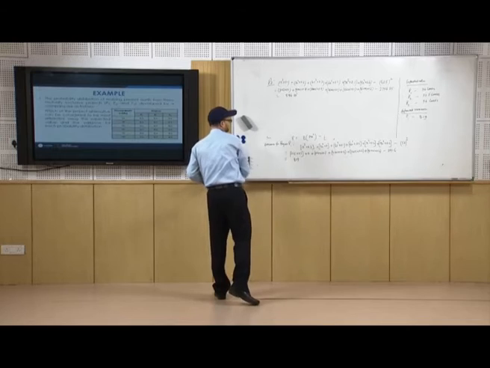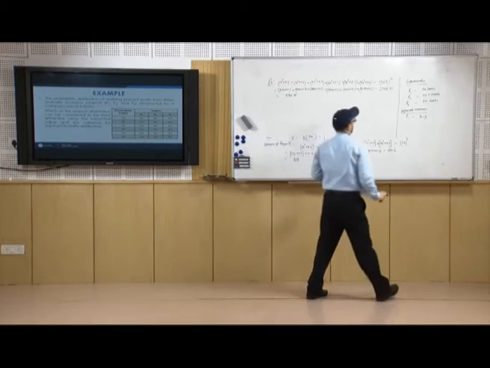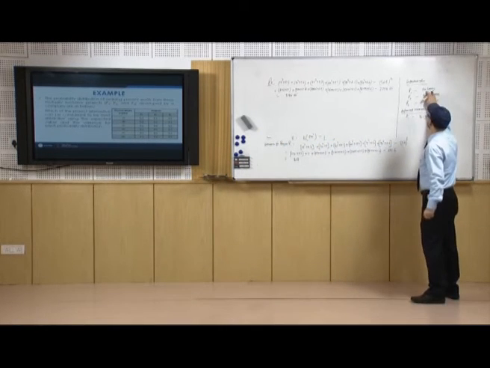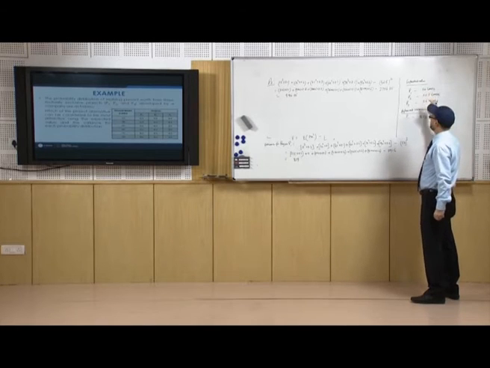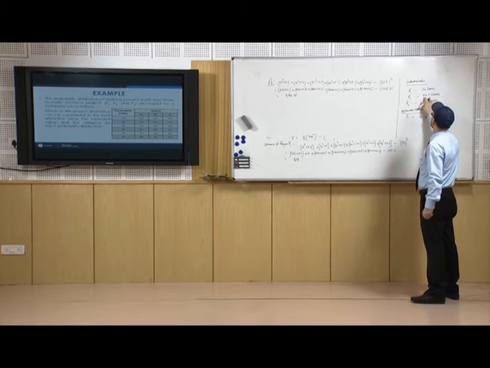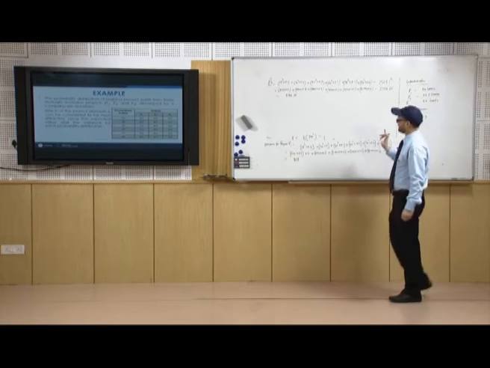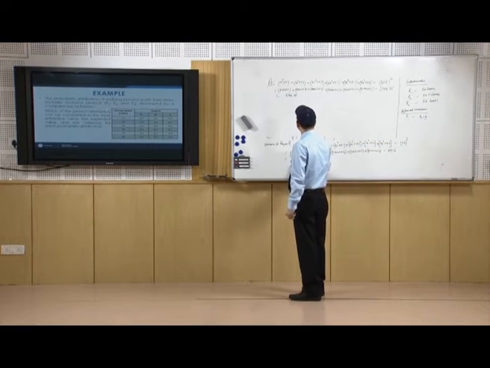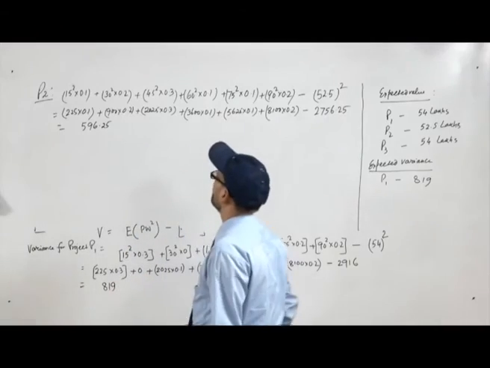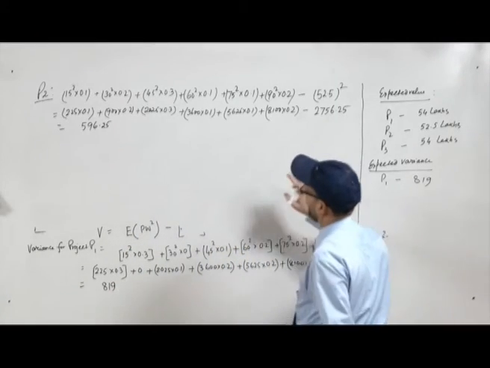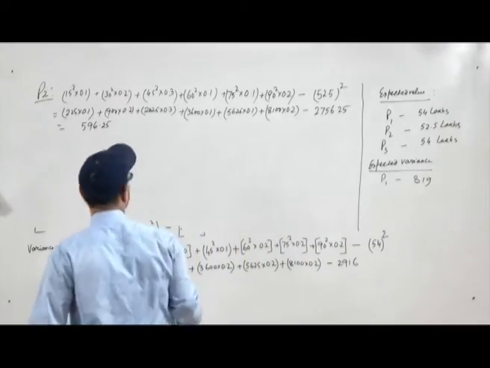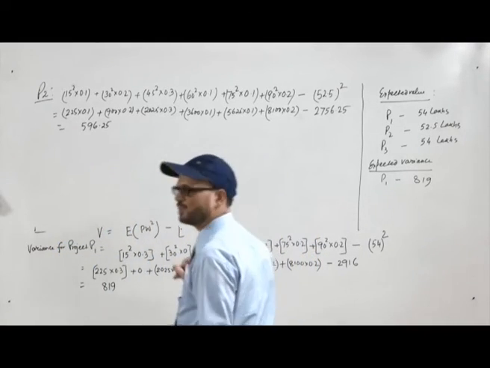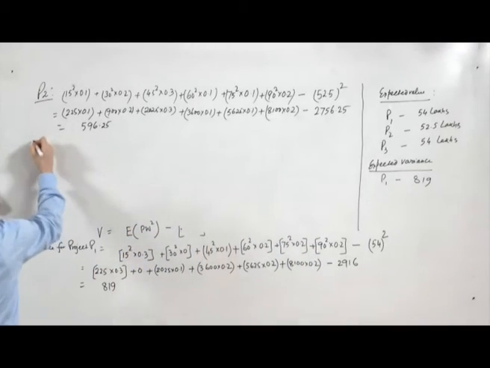What we see is that although P1 gives 54 lakhs of expected value and P2 gives 52.5 lakhs, the variability in terms of the parameter known as variance, 819 is for the project P1 and 596.25 is there for the project P2. Let us calculate for P3.